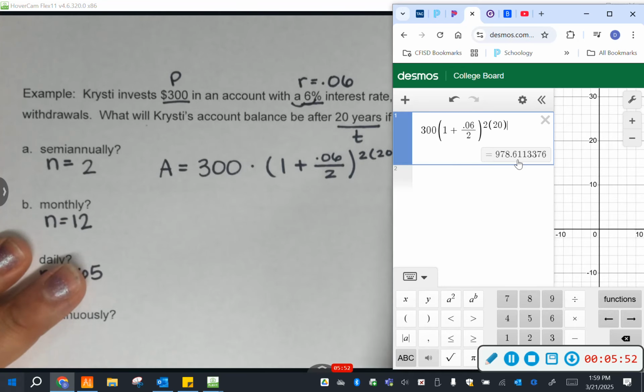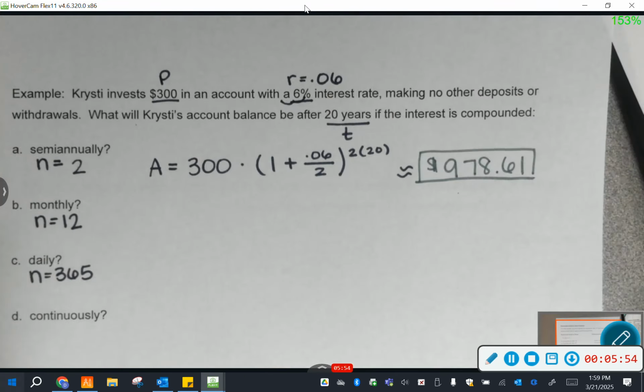$978.61. So you're telling me if you put in $300 after 20 years, you'll have about $900? That's not a lot, right? And I have some really sad news for you. Actual bank account interest rates are more like 0.06%. Bank accounts are really rude. I think my interest rate for my bank is something like 0.03 or 0.3 or something. It's really, really sad. It's not even a whole number.